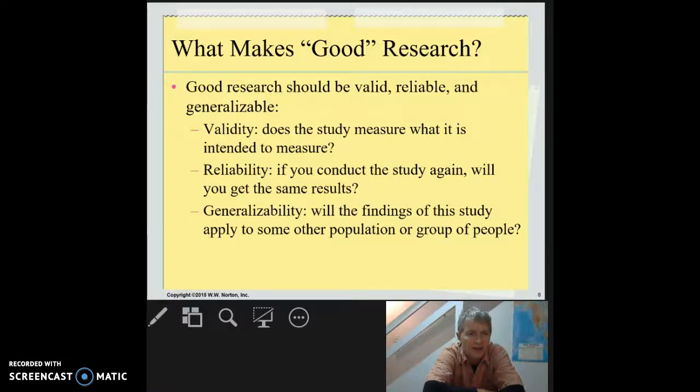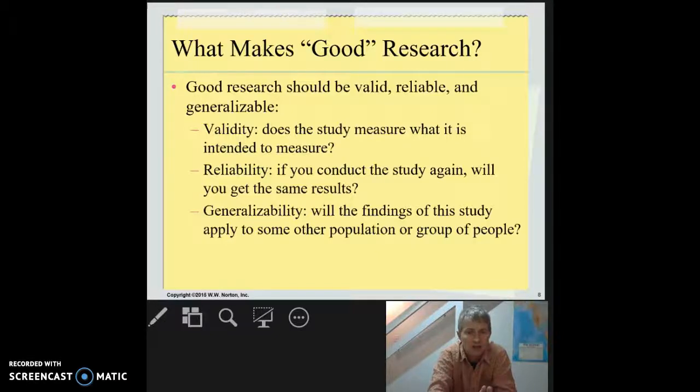One of the things we have to ask ourselves is what makes good research? Because if we're going to be good researchers, we want to know what you got to do to make good research, right? Well, good research should be valid, reliable, and generalizable. Validity, reliability, and generalizability. These are the three things that you're searching for when you're constructing a study, especially a quantitative study, where validity, reliability, and generalizability are extremely important.